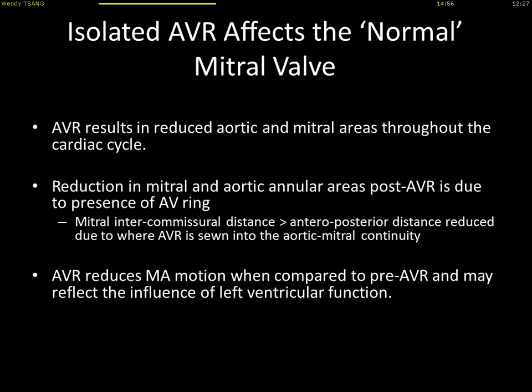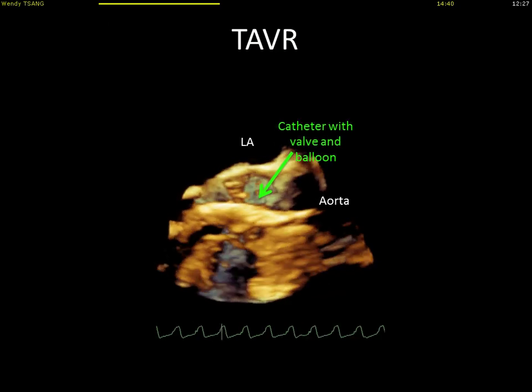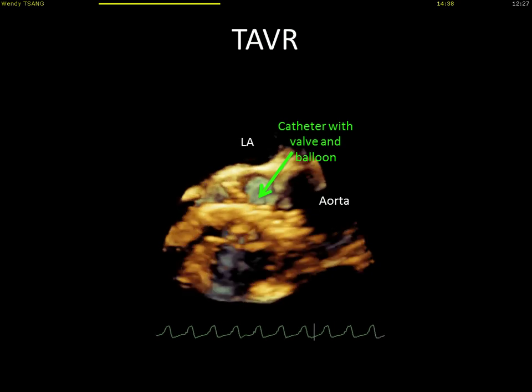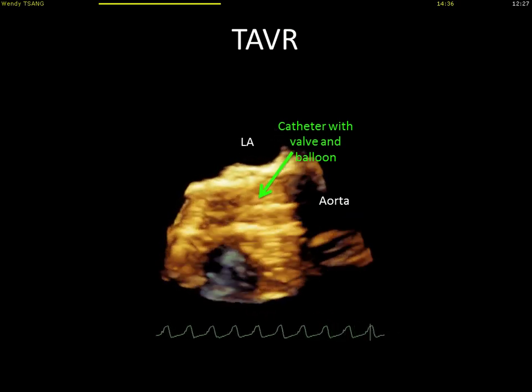You get a reduction because of the aortic valve ring. And you also reduce mitral annular motion when compared to the aortic stenosis pre-AVR, and it may have influenced the subclinical decrease in function we see after aortic valve replacement in some patients. So TAVR is this new thing that everyone else is doing. Do we find the same effects in our TAVR patients?